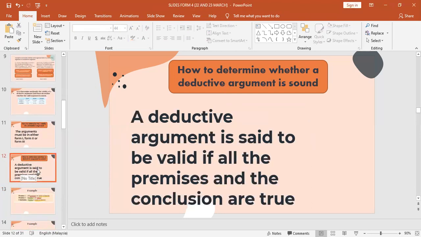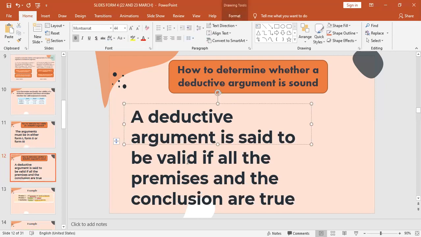Now how to determine whether a deductive argument is sound? That deductive argument is said to be valid, is said to be sound if all the premises and the conclusions are true. Okay, argument tu akan jadi sound if all the premises and the conclusions are true. Maksudnya kalau semua premises dan conclusion dia true, that argument is sound. Okay, do you understand? Yes. Okay, now let me give you some general situation.